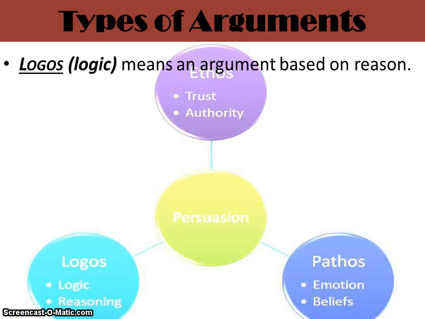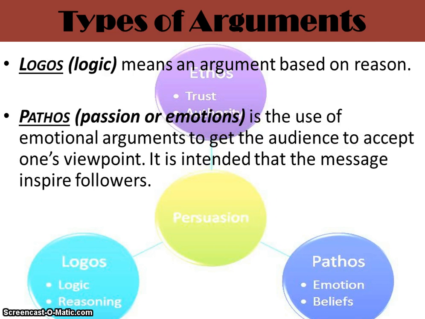Now, there's 3 different types of arguments we're going to look at tonight. First is the Greek word logos, which means logic. And it's an argument that's based on reason. And I'll explain that in more detail in a minute. Then we have the Greek word pathos, which means passion or emotions. And this is an argument that uses emotional words or sentences to get the audience to accept one's viewpoint. It's intended that the message inspire followers.